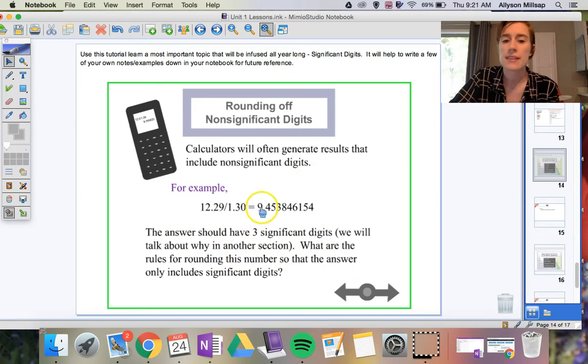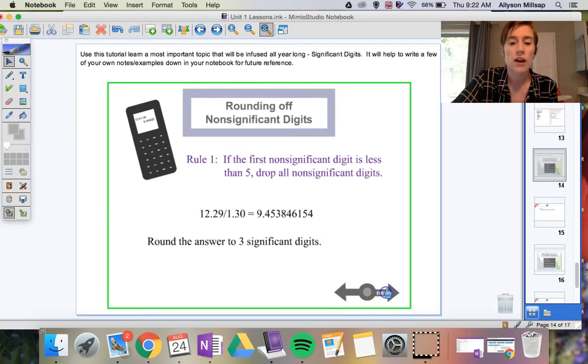So let's say that this is our answer after we've done a calculation, and I don't know if you've seen this in a calculator, but sometimes it gives you a really long number, and you're like, I don't want to write all that down. Well, maybe your teacher says, I only want you to have 3 significant digits in your answer. So what does that mean? Well, that means that the 9, the 4, and the 5 are the first 3 significant digits, and so those are the ones we want to keep, and we are going to get rid of the ones on the end, okay? So let's learn the rules for how we do that.